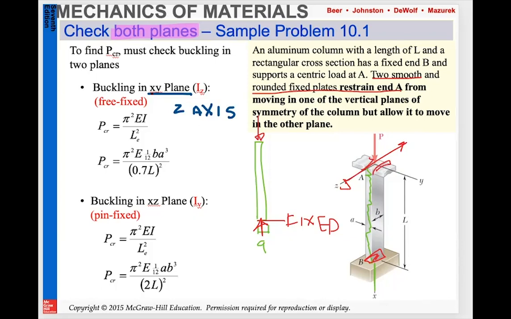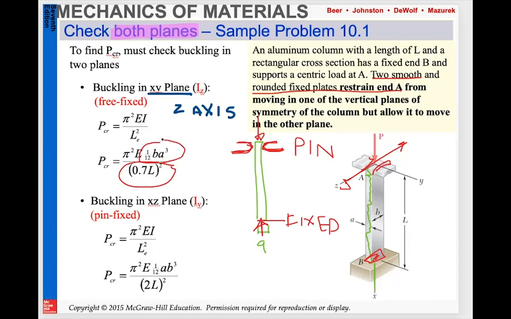So in the XY plane, we're looking at the XY plane. It has these two supports here, so it cannot move back and forth. However, because it says they're smooth and rounded, you're assuming that it can rotate. So this basically acts like a pin. So in the XY plane, you can see we used the fixed pin effective length, and we also used the moment of inertia.